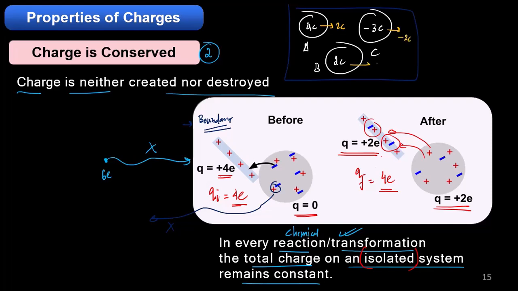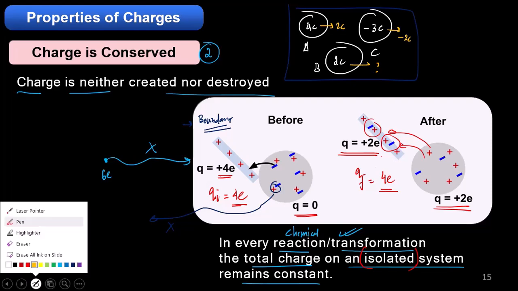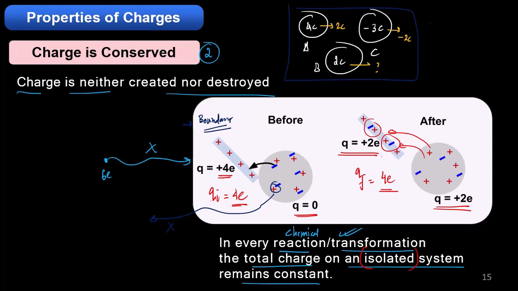Now you are asked to calculate the final charge on the B body. So what is the initial charge? Initial charge is 4 minus 3 plus 2. That is nothing but the same charge that should be in the final state. The final state is 2 minus 2 plus x, where x is the charge inside this body. So ultimately 4 plus 2 is 6, 6 minus 3 is 3. That should be equal to x.